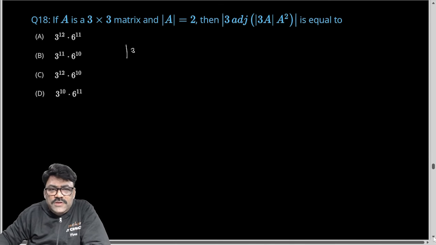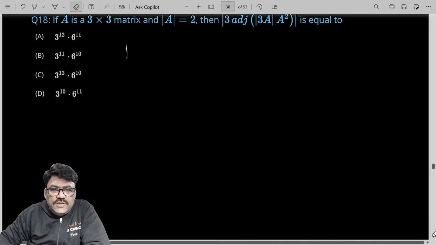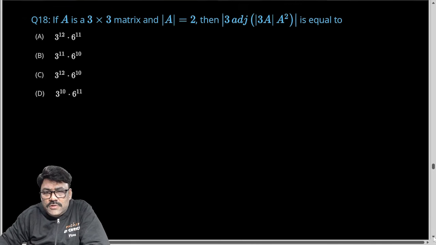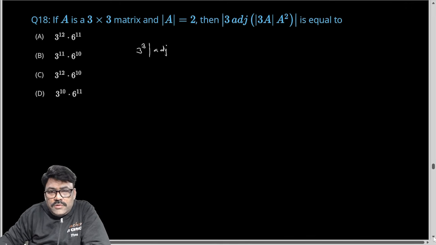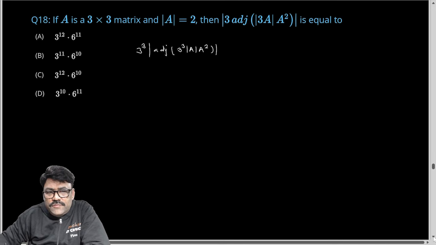Since A is a 3 by 3, if I take this 3 outside the determinant, it will be 3 cube adjoint. Then again take 3 outside this determinant. So again you will get 3 cube determinant of A square. This value you have to find.